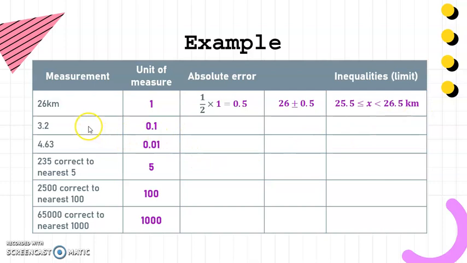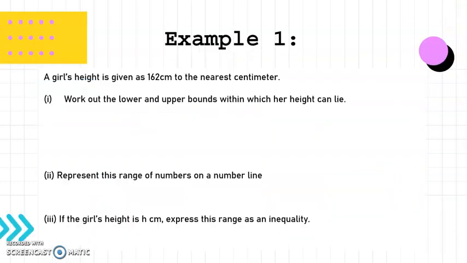So next, try to calculate the absolute error, the upper and lower bounds, and represent them as inequalities, okay? So pause this video now. Alright, I believe all of you have done the first example. Now let's move on to example 1.